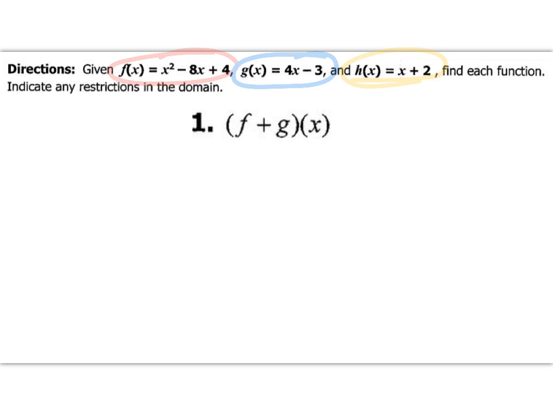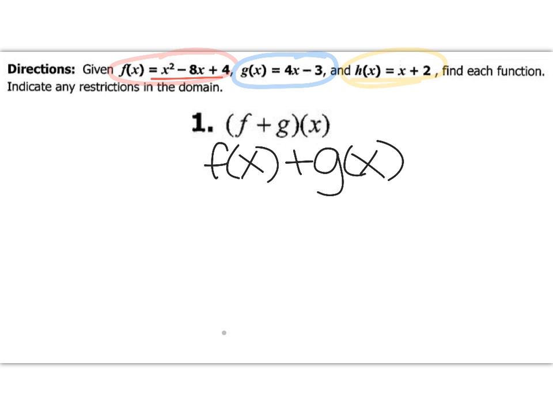So for number 1, we're dealing with f plus g of x. So we're dealing with sum. So we want to rewrite this as f of x plus g of x, because that's what we're talking about here. Then we want to substitute in x squared minus 8x plus 4 for f of x. And then it's plus, because we're dealing with sum. Substitute 4x minus 3 in for g of x.